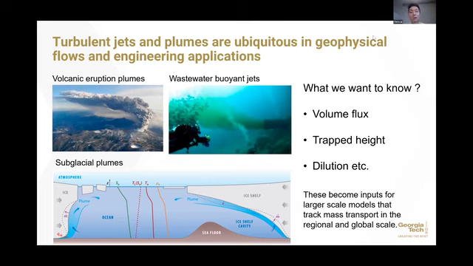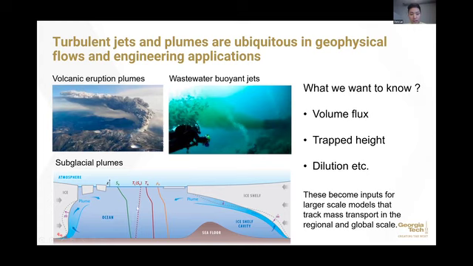If you work with wastewater disposal, treated wastewater is usually released back to the ocean via an outfall system. This is a picture of the Adelaide outfall in Australia, where you have this treated wastewater jet coming out into the ocean, and you can see the scaling with respect to the diver here.